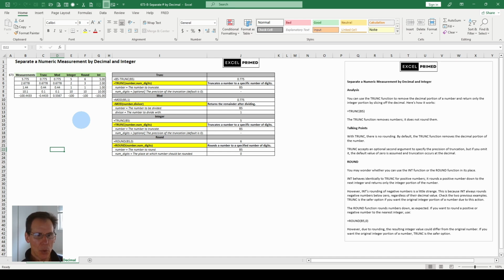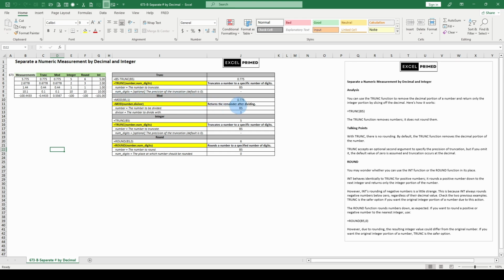We're going to screw around with decimals and integers and mod and the trunc and integer, round, and another integer. So let's look. The trunc, we're going to truncate information. What is trunc? We're going to remove stuff. Truncate a number to a specific number of digits. In other words, we're just going to chop off whatever number we want to chop off. The number to truncate and the number of digits.